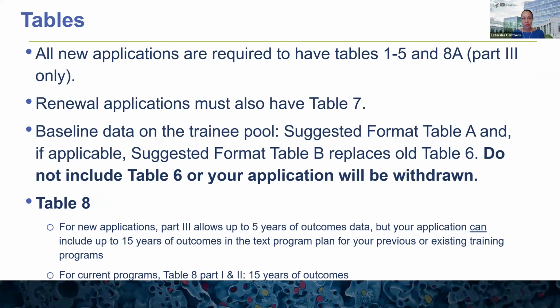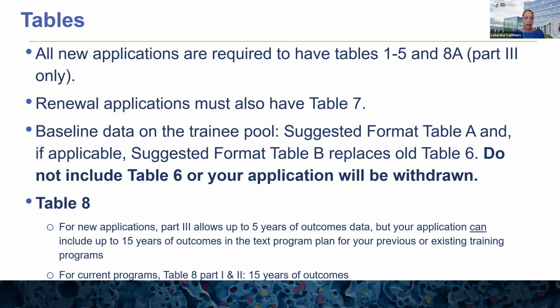Okay, so in terms of the tables, all new applications are required to have tables 1 through 5 and table 8A. And then the renewal applications must also have table 7. Baseline data on the trainee pool, which is suggested format A, and if applicable, suggested format table B, if you have the multi-institutional or multi-organizational, multi-department applications. Those formats replace the old table 6. So please do not include table 6 in your application or it will be withdrawn.